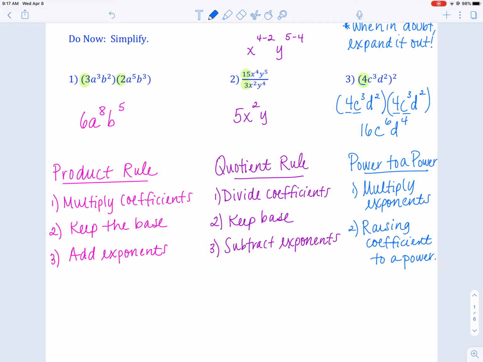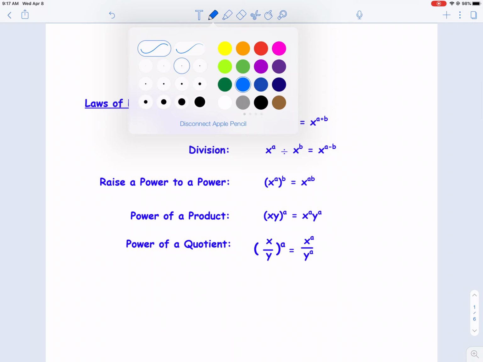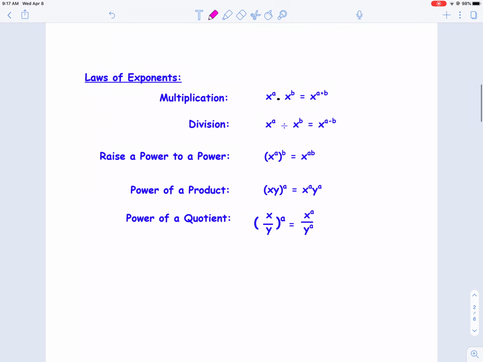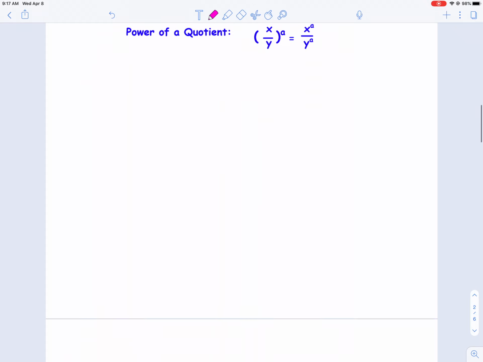Okay, so let that soak in, and here I give you all your different laws of exponents. You have your multiplication, your product rule, your division rule, keep your base add, keep your base subtract, power to a power. You could see you're multiplying a times b. And then the other two, power of a product and power of a quotient, just understand that if you take xy and you raise it to the a, it's really x to the a, y to the a. Same thing for quotient. If you take that whole x divided by y and raise it to the a, it's x to the a divided by y to the a.